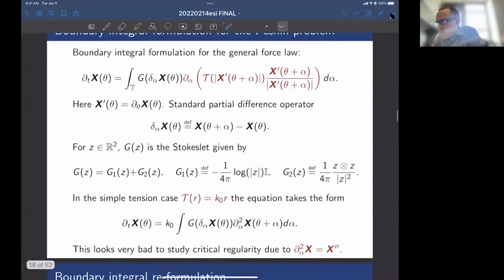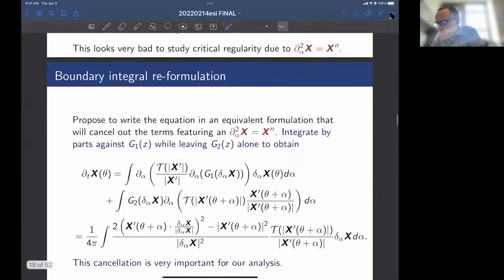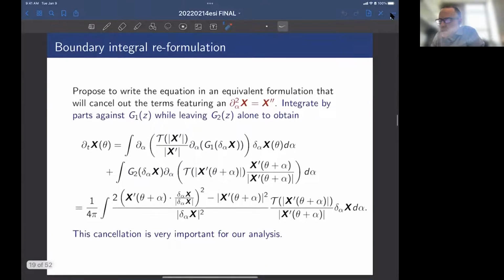But I want to show you a trick that we found to provide some cancellation to better understand this. We introduced this cancellation structure that was not known before, as far as I know. We write the equation in an equivalent formulation that will cancel out the terms featuring the bad second derivative. If, instead of just integrating by parts against G, you integrate by parts against G1 and leave G2 alone, then this is what you get for the first term. You get delta alpha of x theta, and you have a derivative against all this stuff. Then you leave the second term alone, and you have a derivative against this stuff over here. And for the first term, you evaluate this derivative inside first before evaluating this derivative.